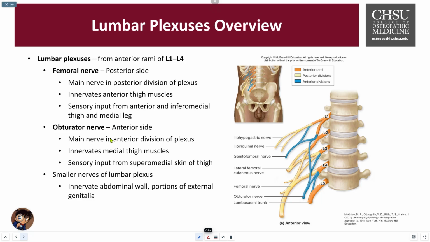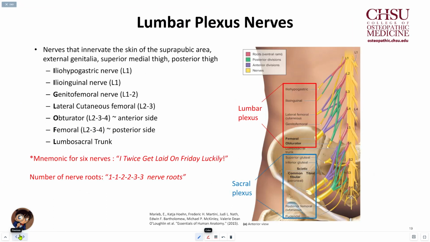Then we have the obturator nerve. The obturator nerve is located on the anterior side of the lumbar plexus, and it is the main nerve of the anterior division. It innervates your medial thigh muscles involved in adducting, and provides sensory information to the superior medial skin of the thigh. Then we also have some smaller nerves that innervate the abdominal wall, for example, the ones that branch out to the external genitalia. They contribute to regions of the abdominal muscles and also provide sensory input to the genital regions. Here's a mnemonic that helps you memorize the lumbar plexus.